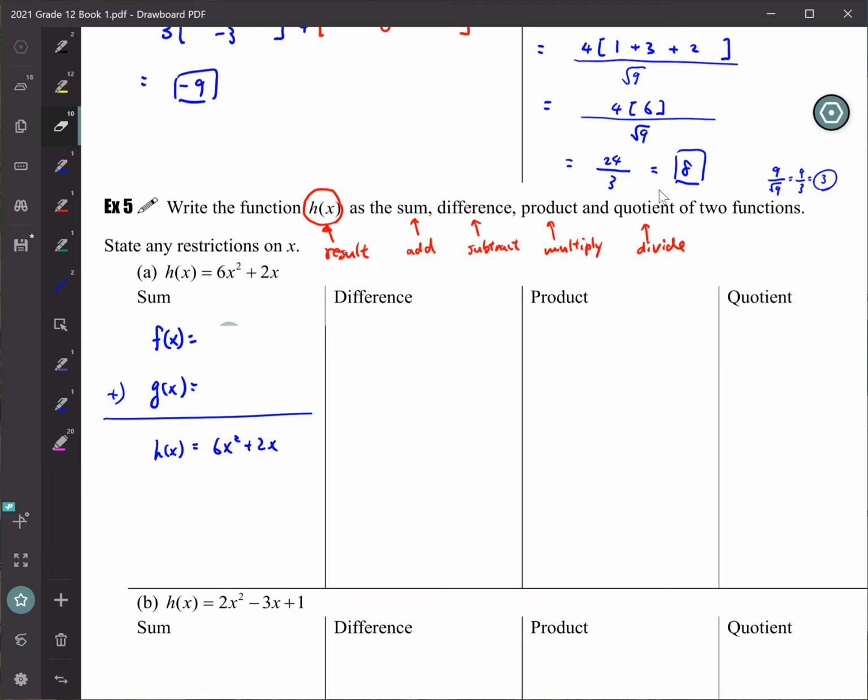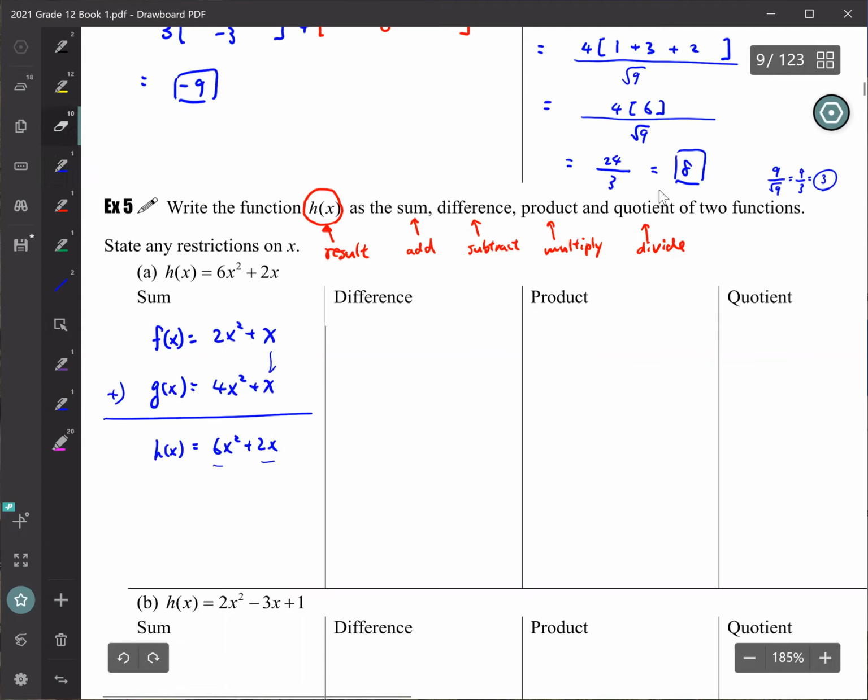Okay, let's look at another answer. Susan, what's your answer for f and g? For f of x, I got 2x squared plus x, and for g of x, 4x squared plus x. Okay, you guys can also check, add them up and combine the like terms. 2 plus 4 gives you 6, x plus x gives you 2x. Yeah, that works. That's an example, just one of the answers.